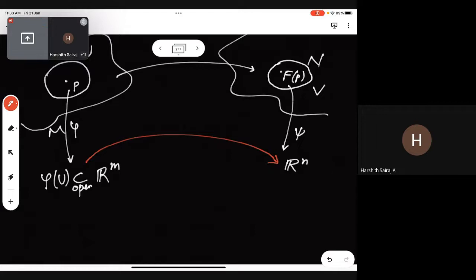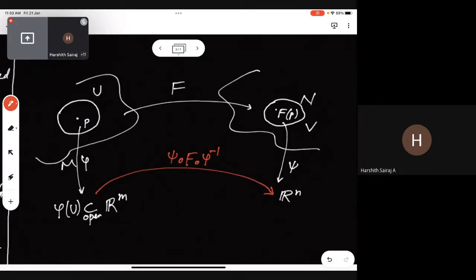All right. So this map is F composed with phi inverse composed with psi. So this F is smooth if this is smooth. All right. Does this smoothness make sense to you guys? Yeah. Any question here?